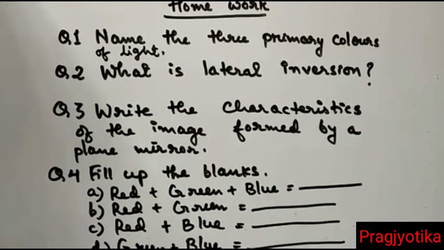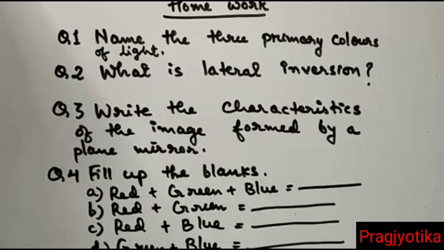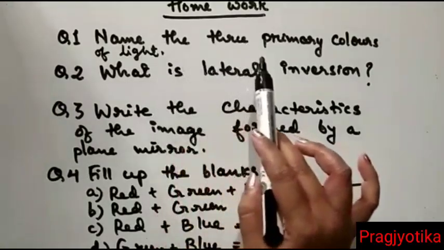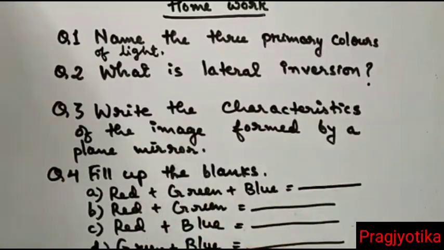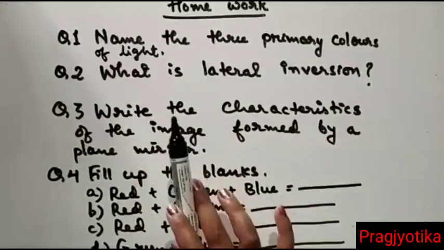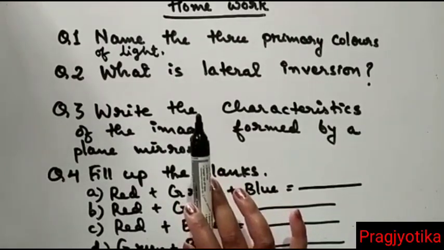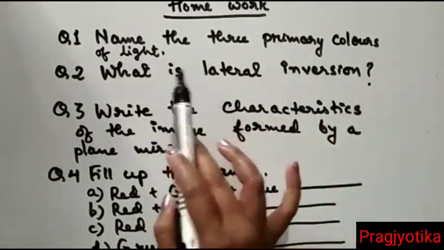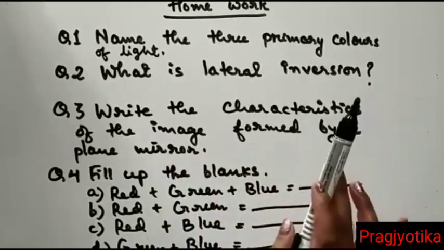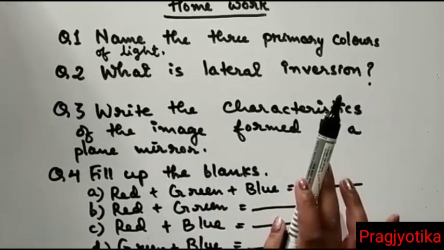Now, like always, I have some questions for you. So the first question is, name the three primary colors of light. So the answer of this question will be, the three primary colors of light are red, green and blue. I am repeating it again. The three primary colors of light are red, green and blue. Then come to next question.